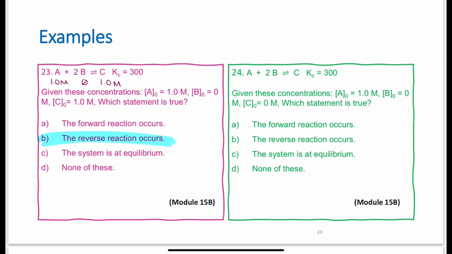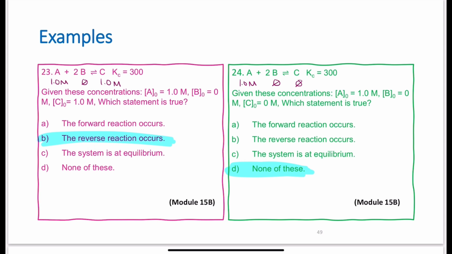What about number 24? 1 molar A, none of B and none of C. Students hate this answer, but no reaction can occur here. There's no B present to react with A. There's no C present to decompose to form some B. So therefore, no reaction can occur.